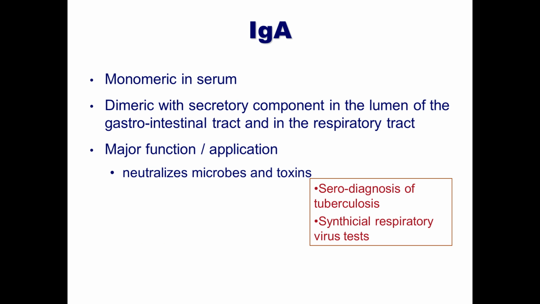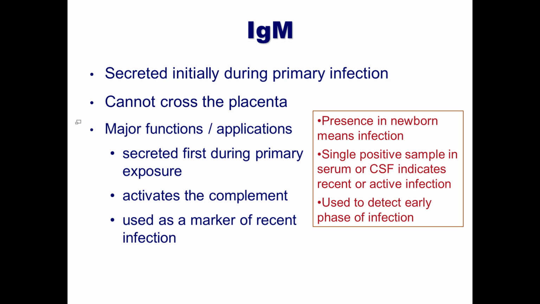IgA is monomeric in serum. IgM is pentavalent. Presence in a newborn means infection. A single positive sample in serum or CSF indicates recent or active infection, and is used to detect the early phase of infection.